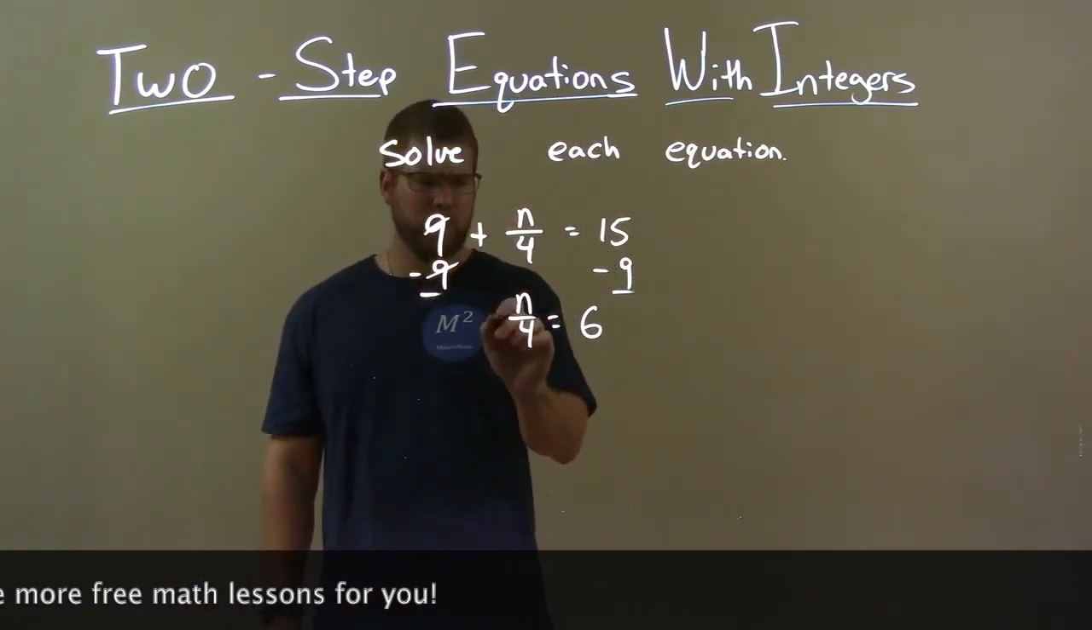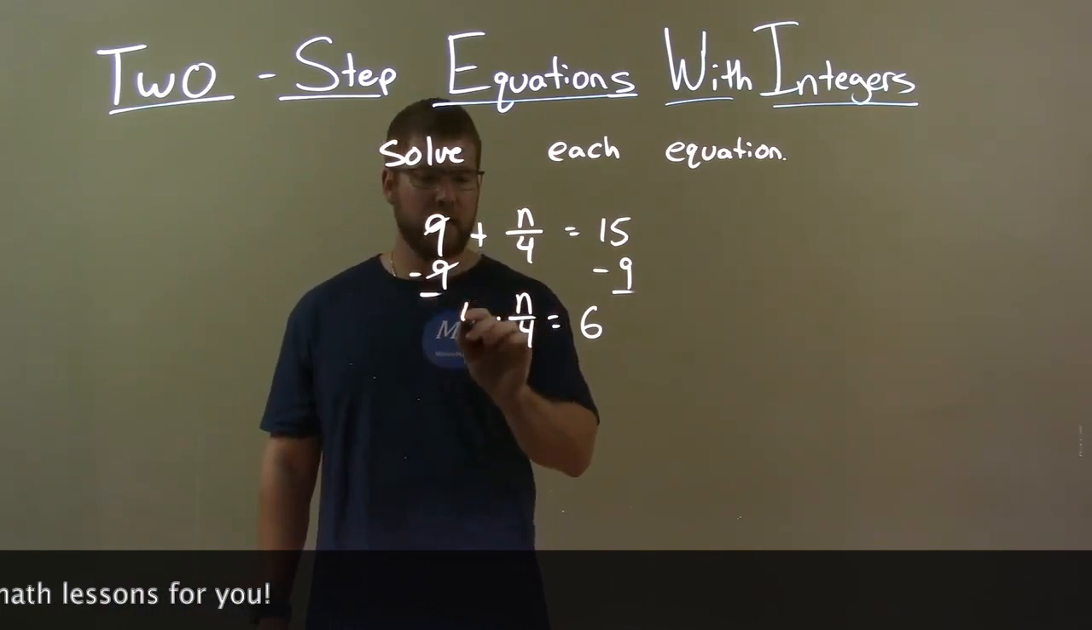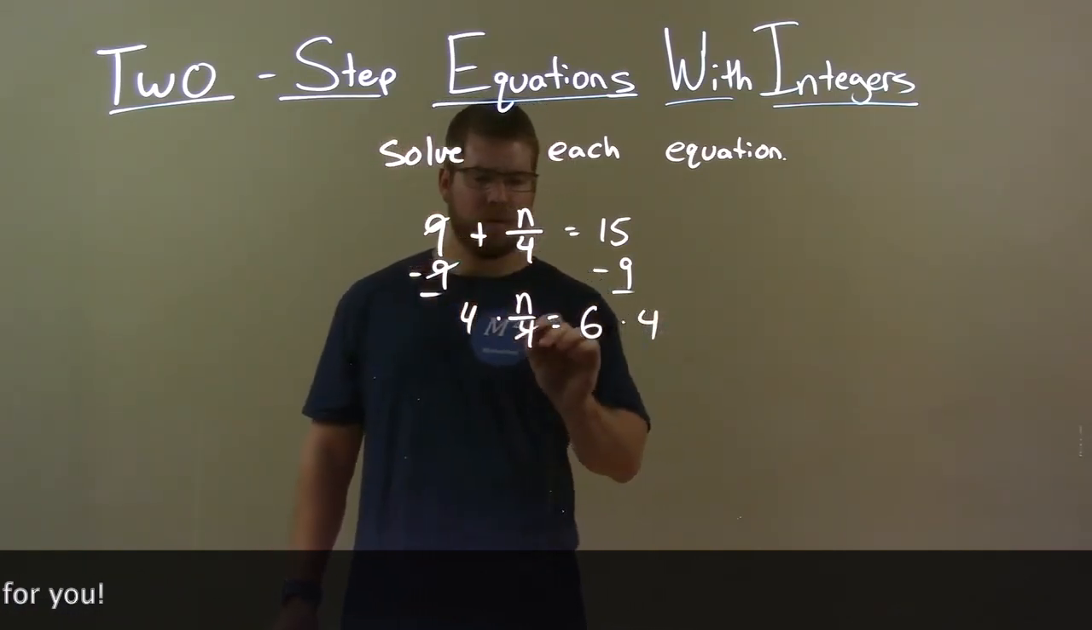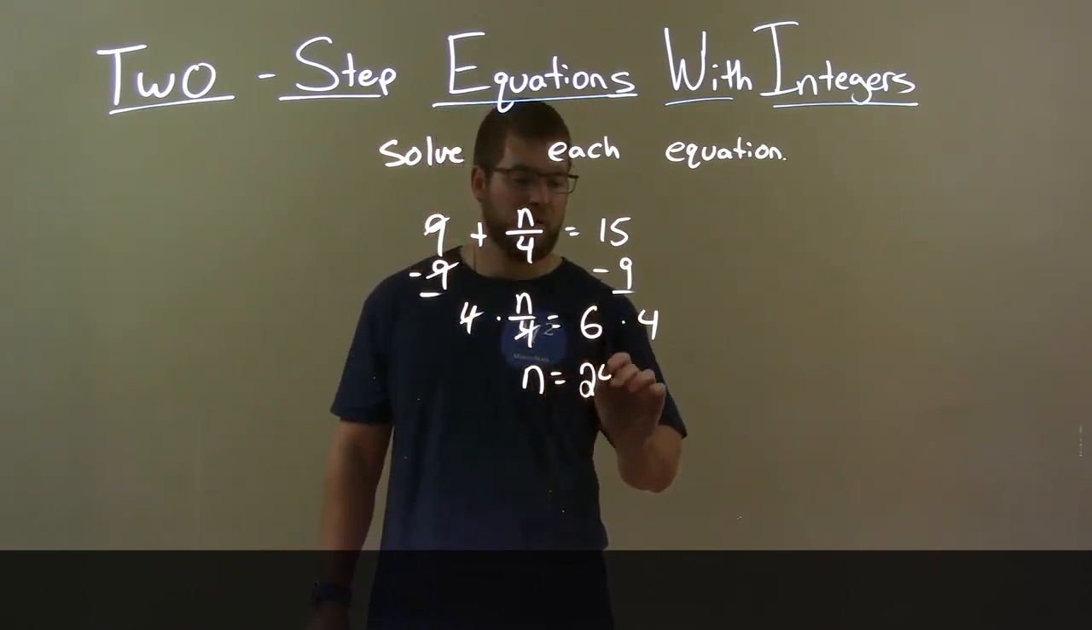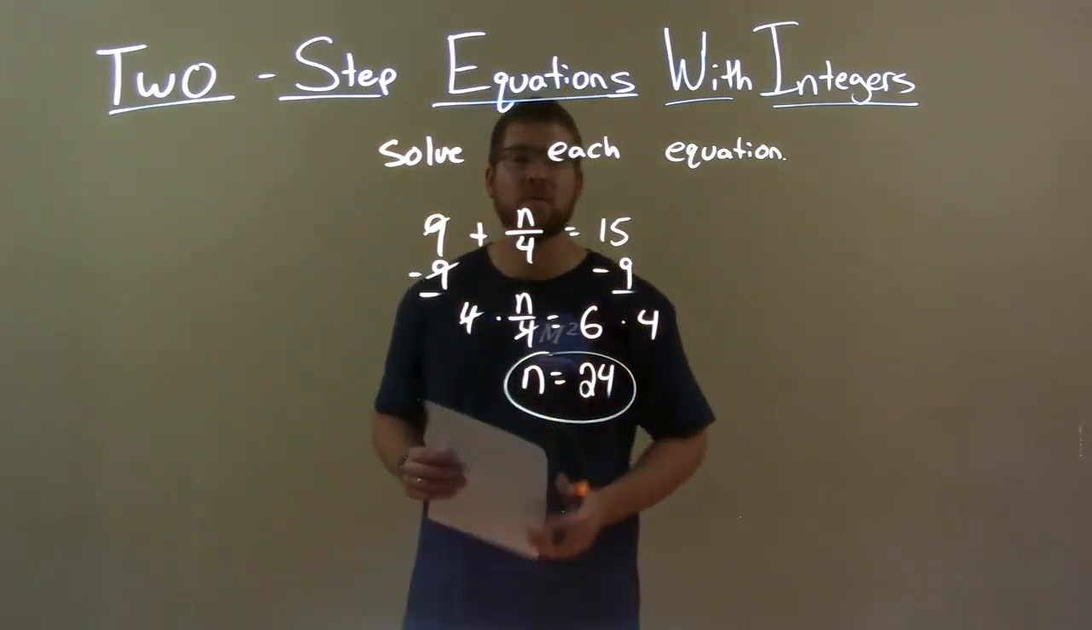Well, we're dividing by 4, opposite of division, multiplication. Multiply both sides by 4. That gives me n by itself, and 6 times 4 is 24. So my final answer is n equals 24.